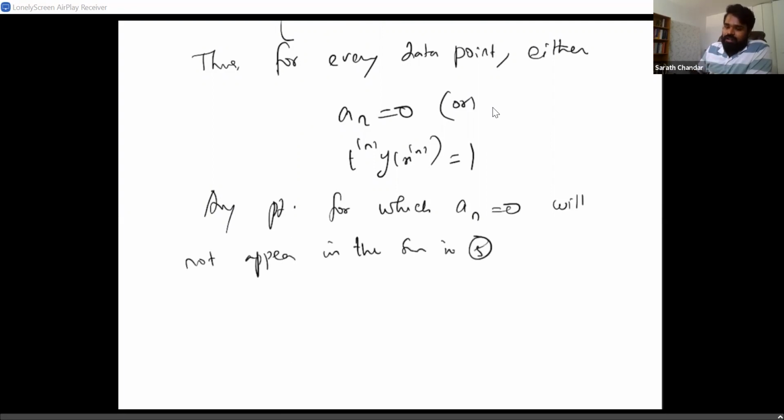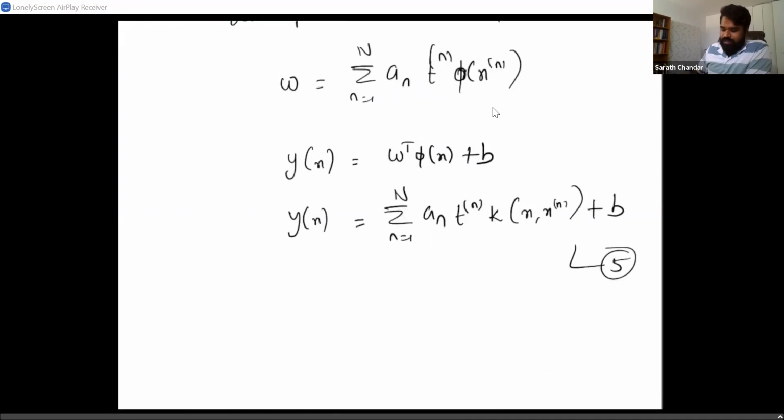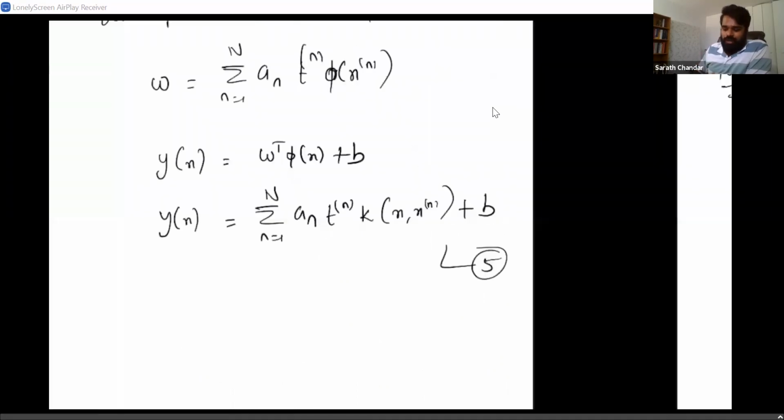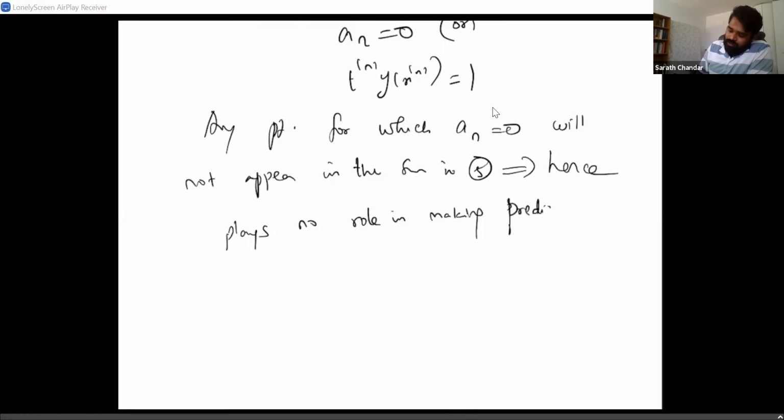Okay, we'll take a minute to finish this so that then we go for break. So if you remember equation 5, this summation, even though it's over all the data points, is not really over all the data points. It's only over the points for which a_n is not equal to 0. Whenever a_n is equal to 0, such data points play no role in making decisions or predictions.